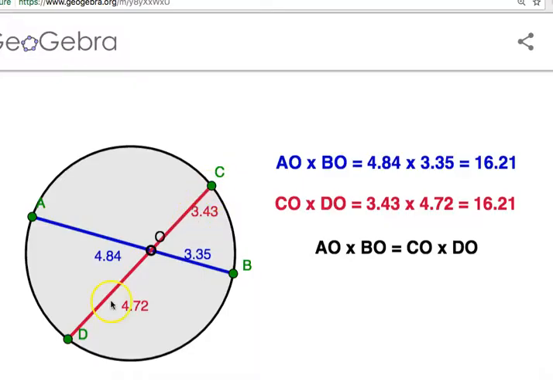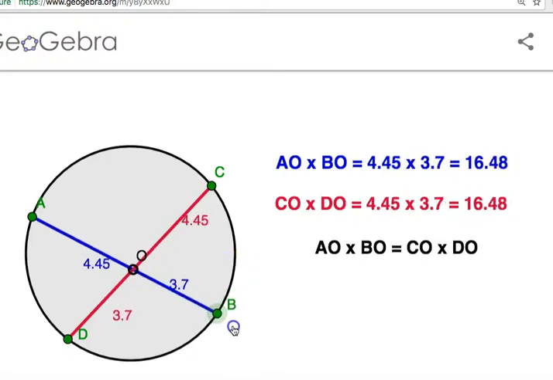If we look at this, in blue for example, the length of AO is 4.84 and OB is 3.35, and if I multiply those two lengths, I get 16.21. CO is 3.43 and DO is 4.72, and if we multiply those two lengths, it's also 16.21, which means that AO times OB, or BO, equals CO times DO. Now, I can move them.